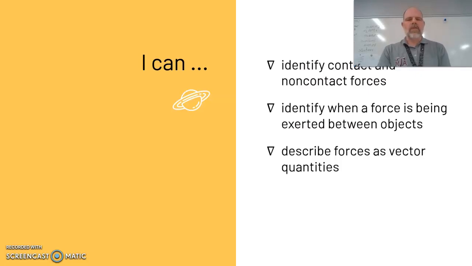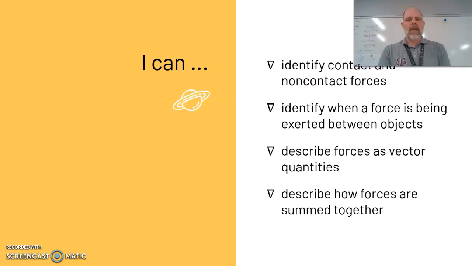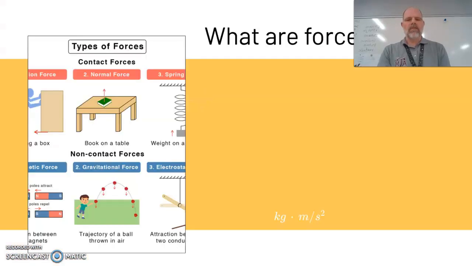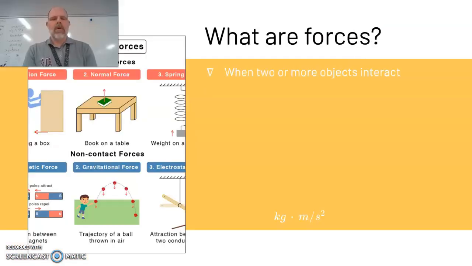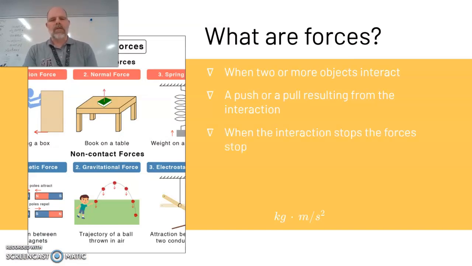I can describe forces as vector quantities. And I can describe how forces are summed together. So what are forces? A force occurs when two or more objects interact. It's going to be a push or a pull resulting from that interaction. So when the interaction stops, the forces stop.